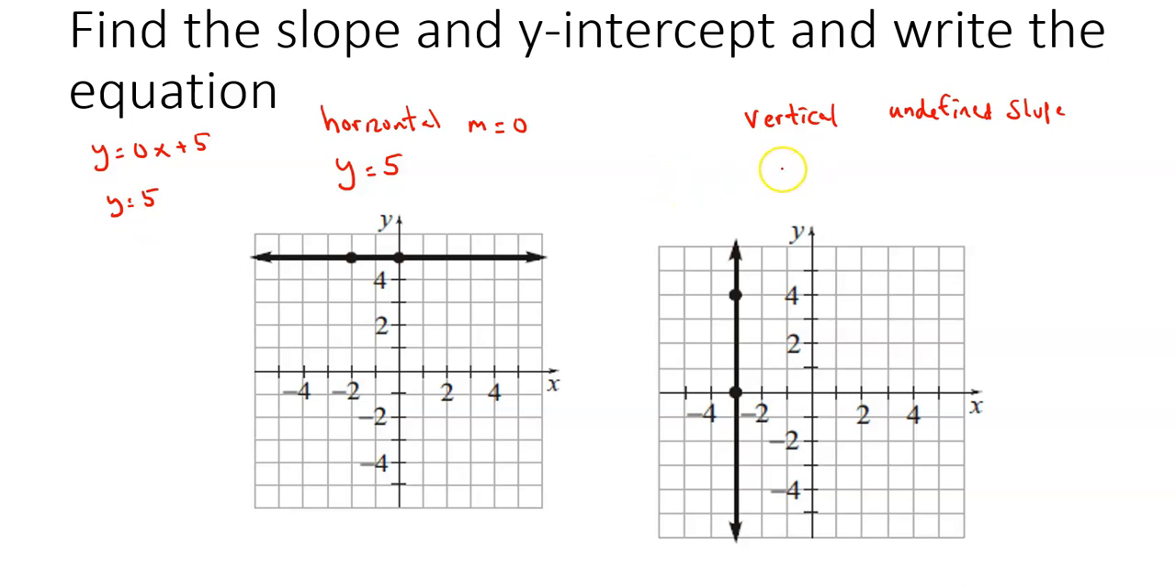That's all right. We know a vertical line is going to be x equals some number. What number? -1, -2, -3. All right, so every x coordinate on that line is -3. Y value doesn't matter. Whatever y value you put in there, your x value is -3.